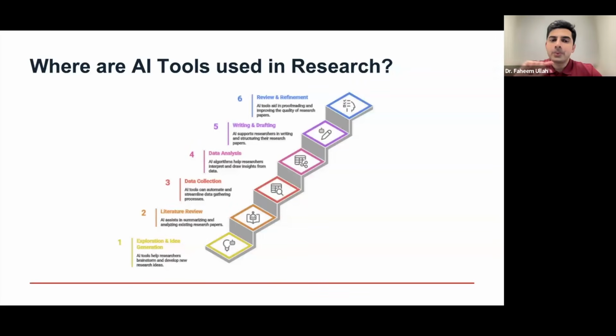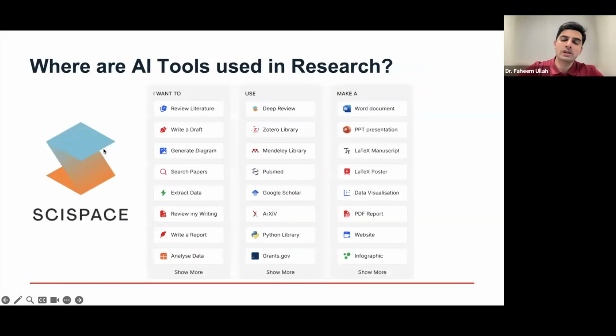So the point here is that from exploration in idea generation until the last point of refinement, throughout these phases, we have AI tools that can help us. Now, for example, if you look at this one tool, SciSpace, and if you go to their homepage, this is what it looks like, right?